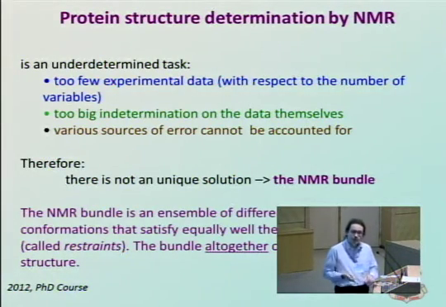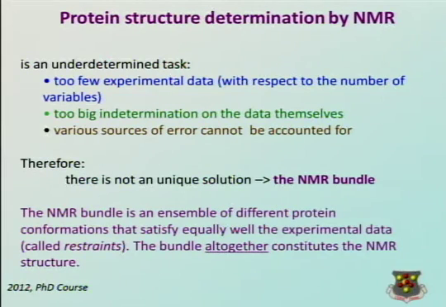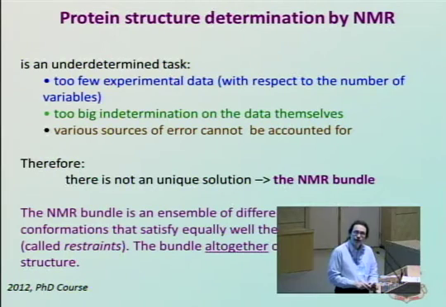You know that protein structure determination by NMR is an underdetermined task, because the number of experimental data you can get is actually relatively small with respect to the number of variables, that is the coordinates of the atoms that you want to fix to derive your 3D structure.